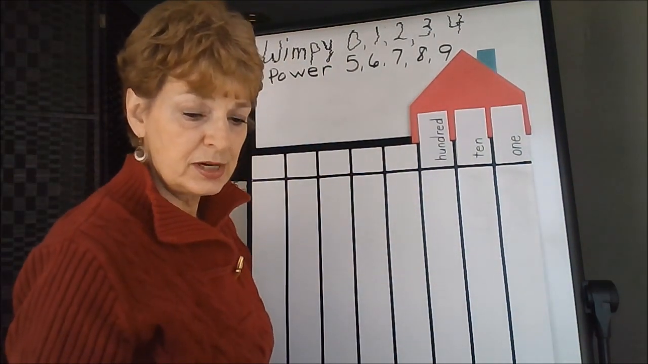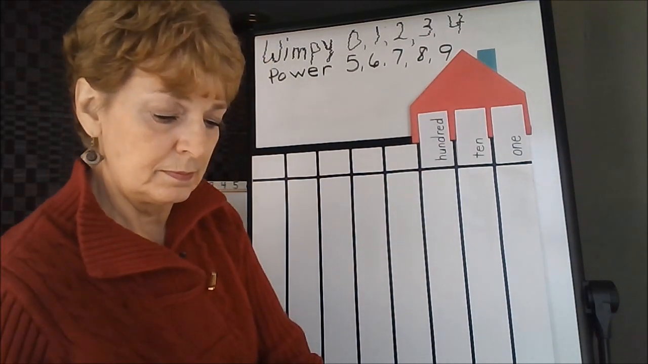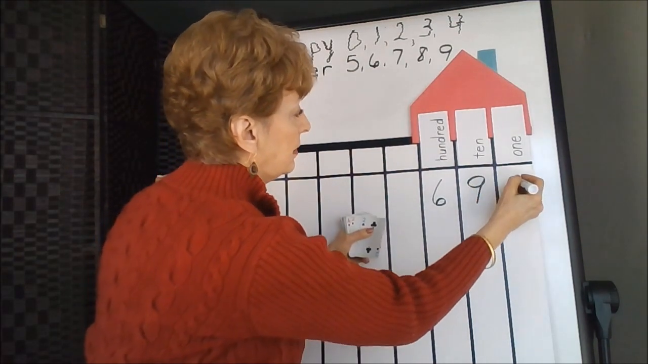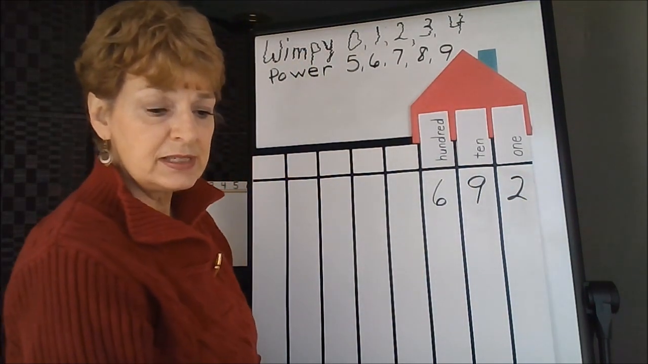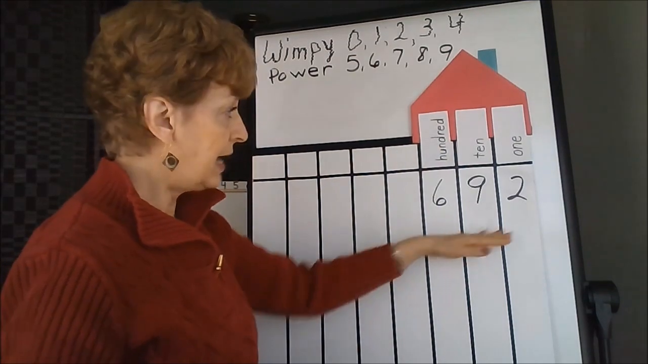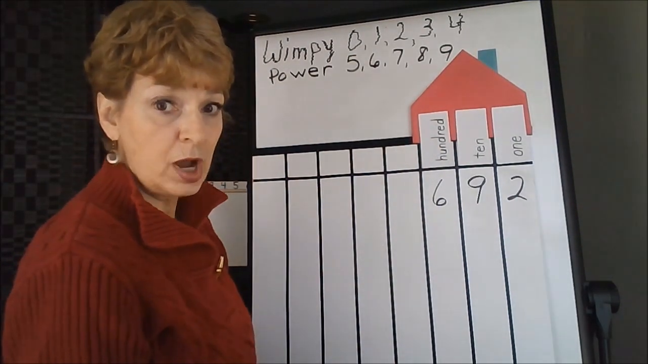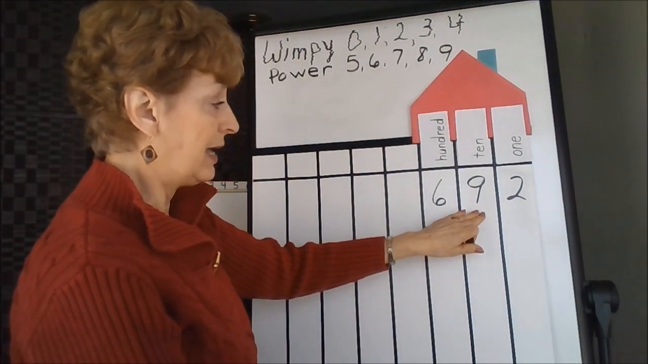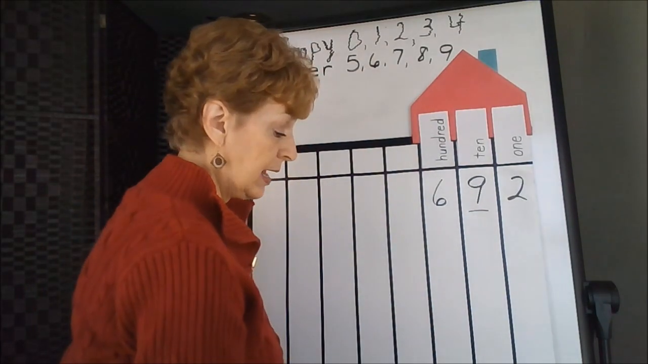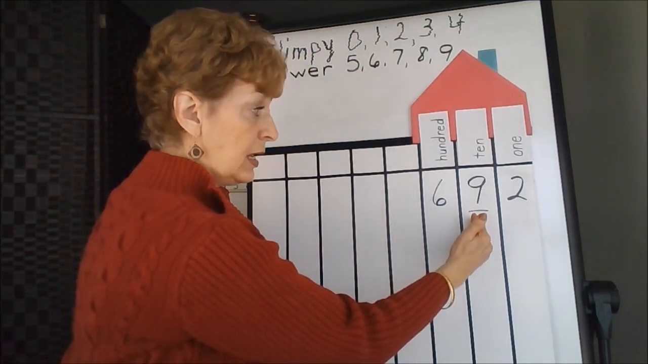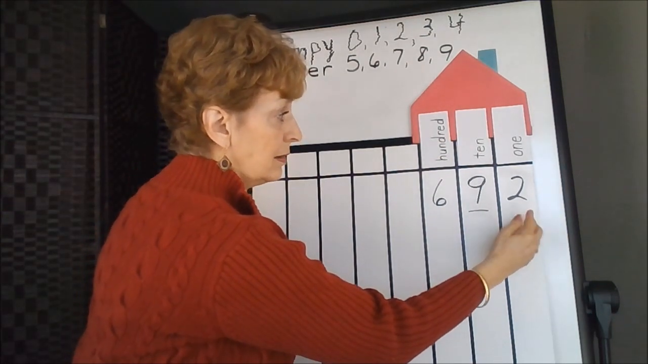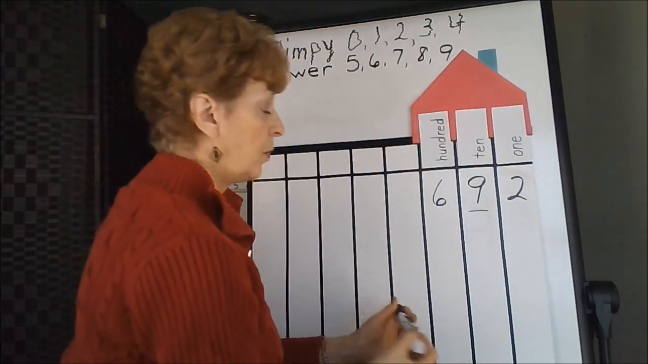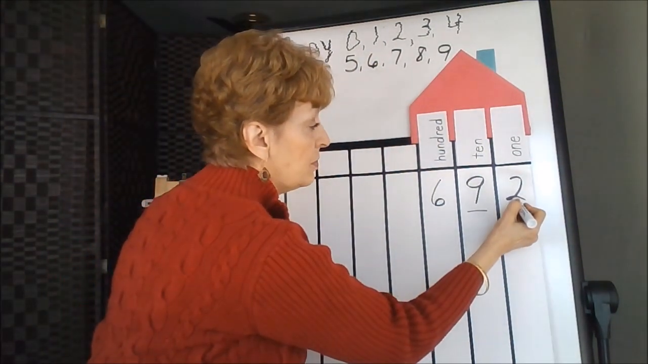Let's make it a 3-digit number this time. 692. We still have to decide which decade, which place value we're talking about. If the directions tell you to round to the nearest 10, we would be looking at the 9. The place value to the right of the 9 would be 2. 2 is a wimp. Wimpy numbers do not have power.